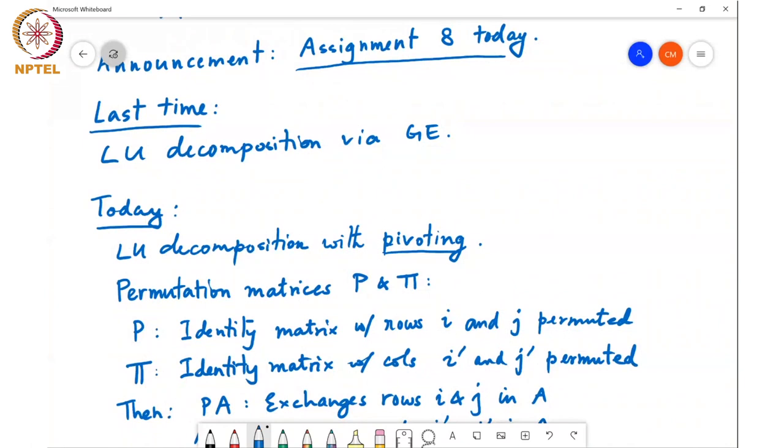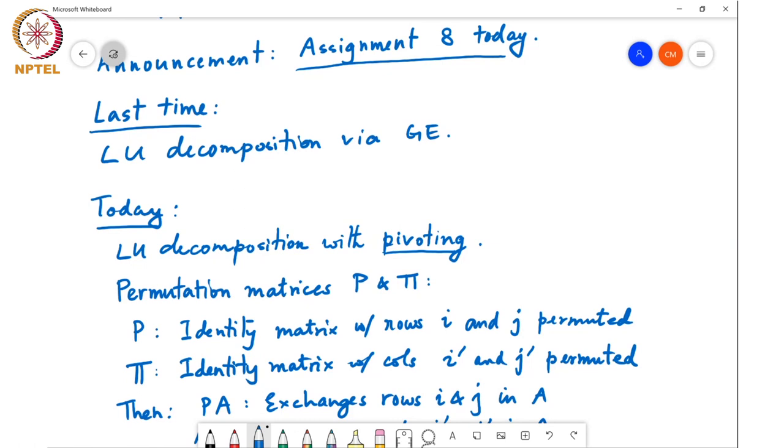So pivoting is the process by which you try to stabilize the LU decomposition process. And the way we do that is through the use of these permutation matrices. So just very briefly, there are many types of permutation matrices, but for the purposes of this discussion, we will discuss permutation matrices where a pair of rows or a pair of columns are getting exchanged. So we have the notation P and pi. P is the identity matrix with two rows, say row i and j, being permuted or exchanged. And pi is the identity matrix with columns i' and j' being permuted or exchanged.